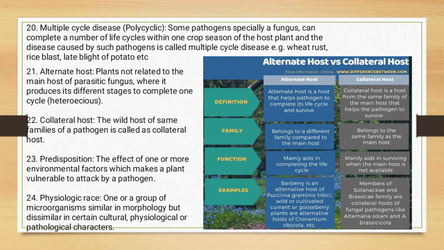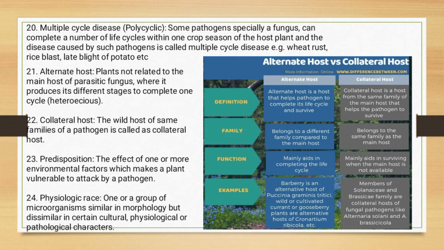Multiple cycle disease, that is polycyclic. Some pathogens, especially fungi, can complete a number of life cycles within one crop season of the host plant. And the disease caused by such a pathogen is called multiple cycle disease. For example, wheat rust, rice blast, late blight of potato, etc.